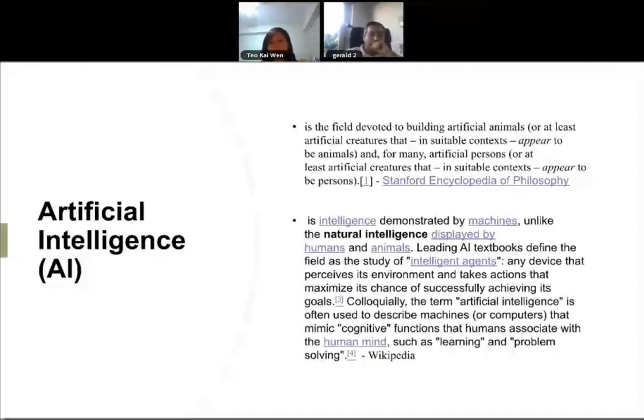But if you go into a simple, not so technical description, Wikipedia is mainly used for this type of finding information. And Wikipedia says that it is intelligence demonstrated by machines. Now it's something we can understand, a machine that has intelligence. Unlike the natural intelligence displayed by animals and humans, this is different. Leading artificial intelligence textbooks nowadays talk about intelligent agents. And these agents are devices that perceive their environment and take actions that maximize their chance of successfully achieving their goals.